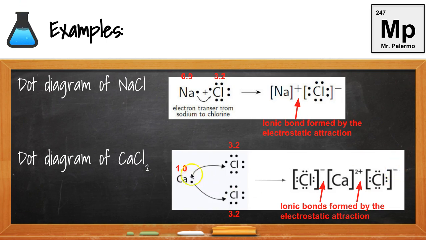And since calcium lost 2 valence electrons, it now has a +2 charge. And you see that's why we have 1 calcium with a +2 charge and 2 chloride ions with the -1 charge for each one. If you add up the total charge, you'll see it equals 0. -1 and -1 is -2, plus +2 equals 0, and this has our ionic bonds occurring because of that electrostatic attraction.